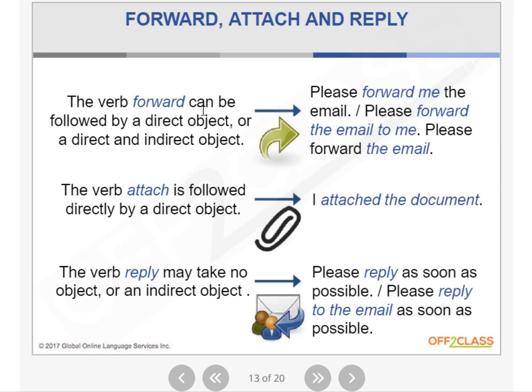The verb forward can be followed by a direct object or a direct and indirect object. So please forward me the email, or please forward the email to me. Please forward the email. See the different ways you can do it? The verb attach is followed directly by a direct object: I attached the document. The verb reply may take no object or an indirect object, right? So please reply as soon as possible, or please reply to the email as soon as possible.